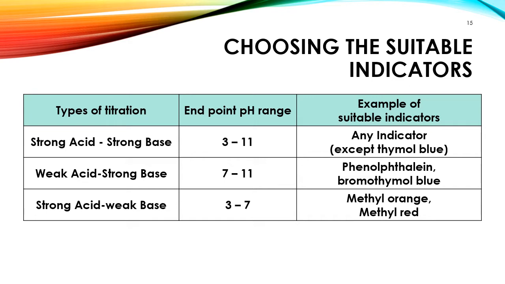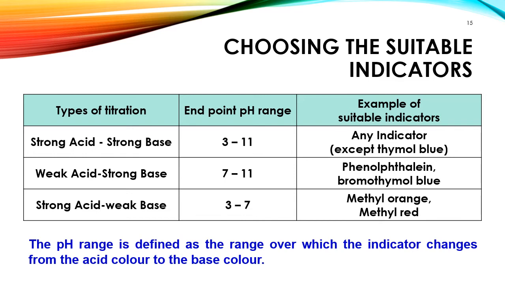For a strong acid and a strong base reaction, the pH range is between 3 to 11. For a reaction between a weak acid and a strong base, the pH range is between 7 to 11. And for the reaction between a strong acid and a weak base, the pH range is between 3 to 7. The pH range is defined as the range over which the indicator changes from the acid color to the base color.